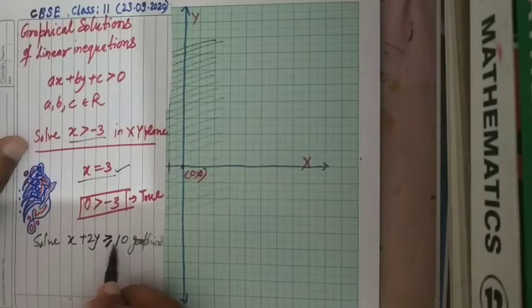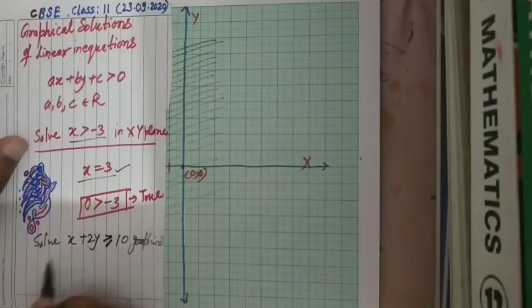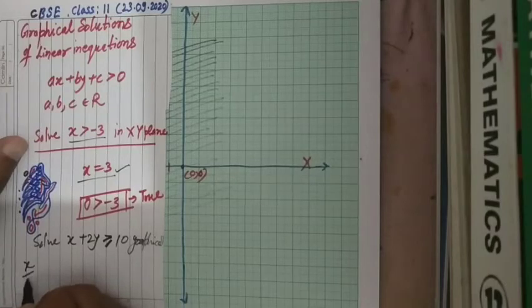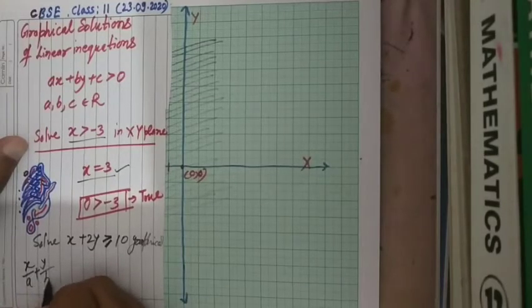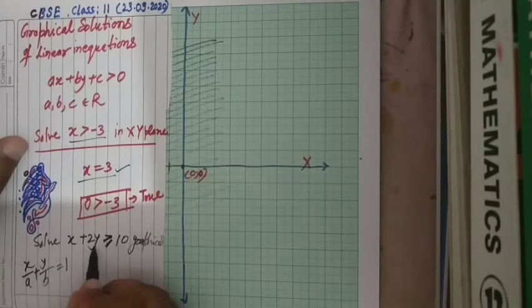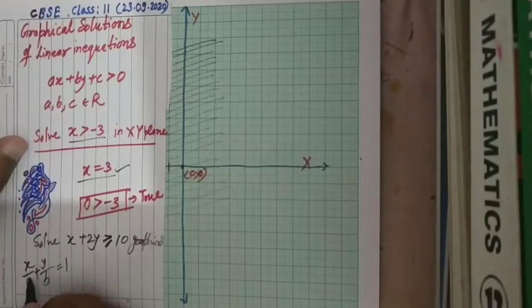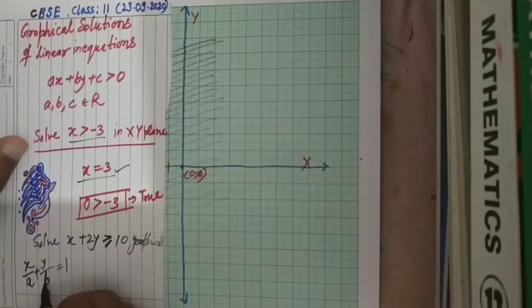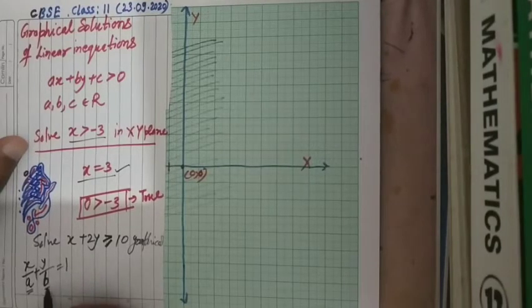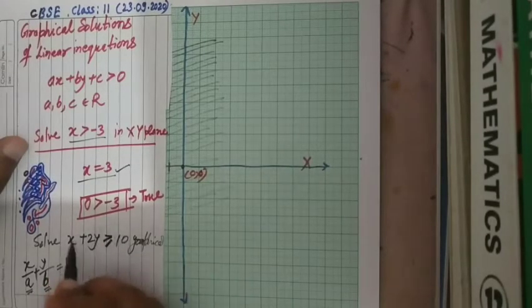First we express this equation into the form x upon a plus y upon b is equal to 1. What way do we have to express it? We have to express this equation in this format: x upon a plus y upon b is equal to 1. If we express any such equation in this form, which is called intercept form, this gives you a and b, the numbers which represent the intercepts on the x-axis and y-axis. So we can easily indicate that line without doing much calculation. So first you express this given inequation in this form.